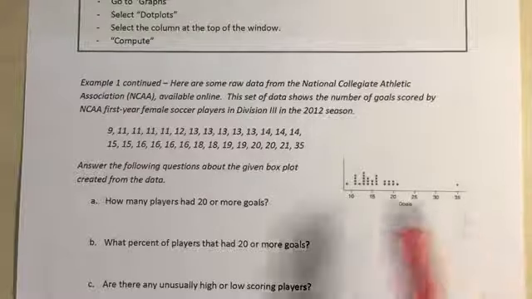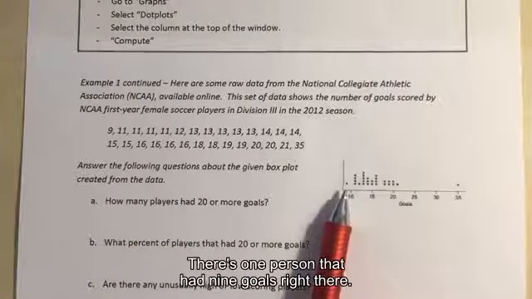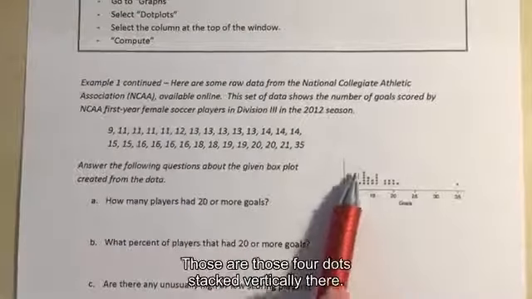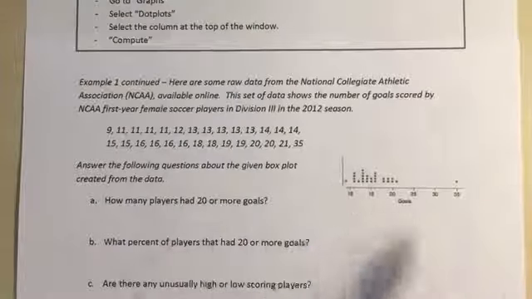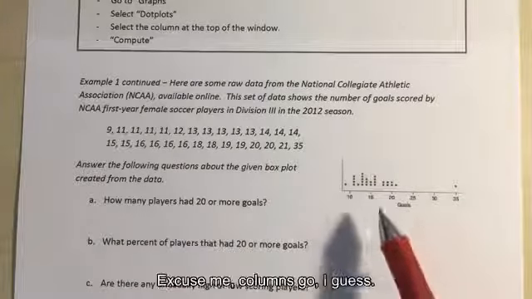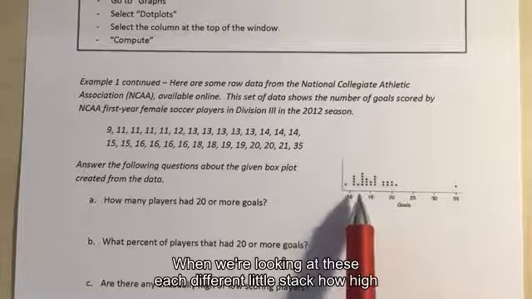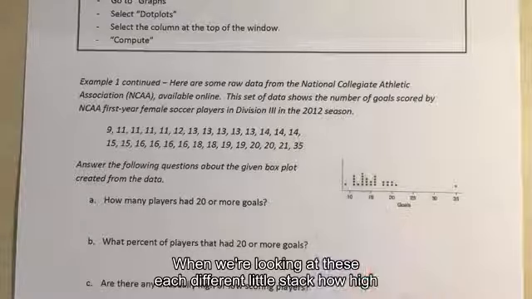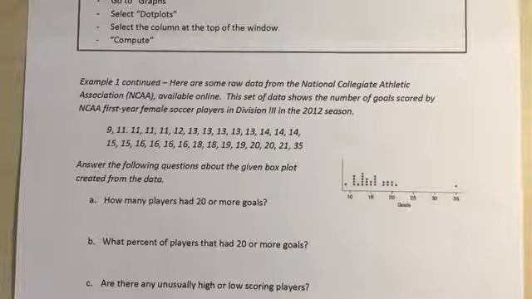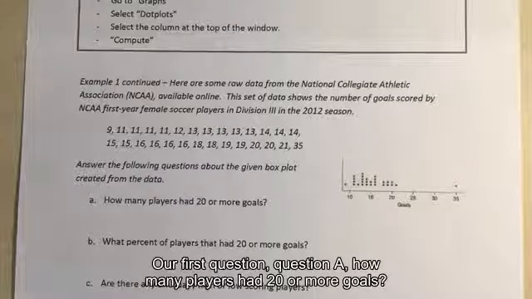There's one person that had 9 goals, right there. We have 4 people that have 11 goals. Those are those 4 dots stacked vertically there. We get an idea of our frequency by how high these different columns go. So when we're looking at these, how high each little stack is indicates how many different players had that many goals. So our first question, question A, how many players had 20 or more goals?